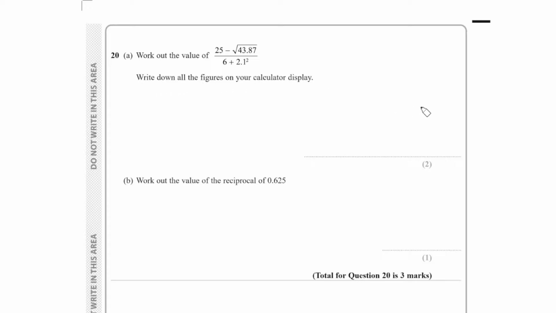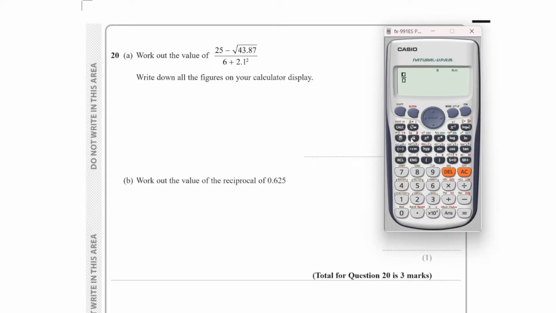Write down all the figures on your calculator display. So literally all they mean is type it into the calculator. They're just checking if you know how to do all of these different operations on your calculator. So make sure that you obviously do, because it's otherwise quite an easy question.